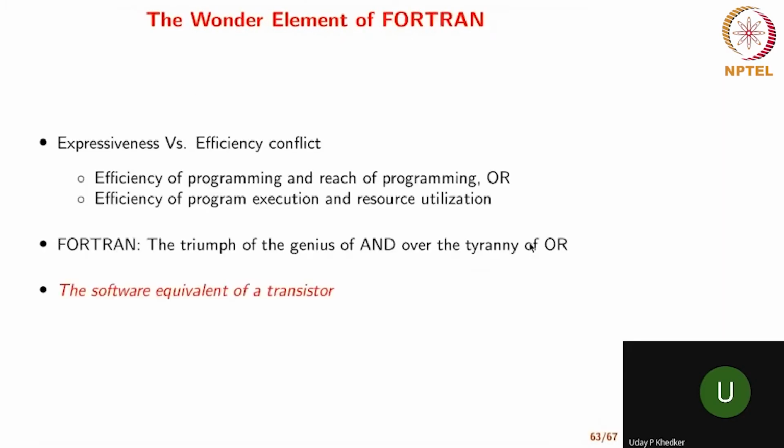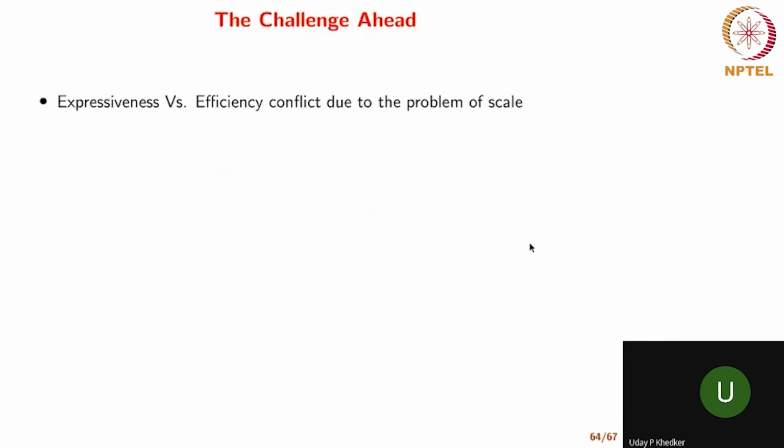Okay, John Backus was an example of a man at the right place at the right time for the right problem. Okay. So what is the challenge ahead? The expressiveness versus efficiency conflict due to the problem of scale. This continues to exist. Earlier it was because this was not done before. Now, although it's been done, it's because of scale and because of new architecture features.